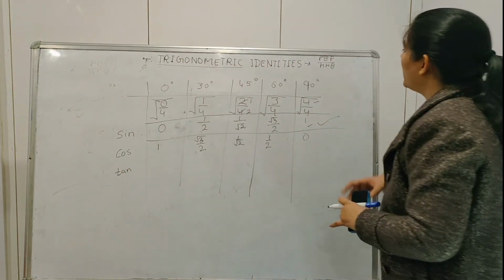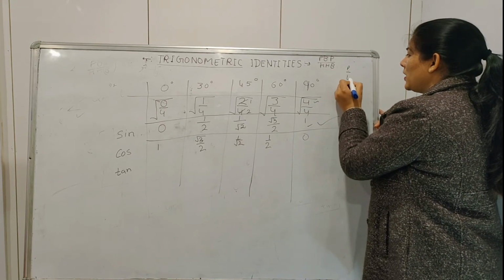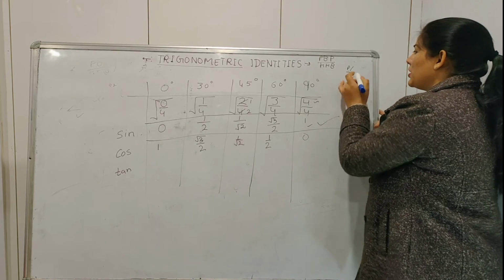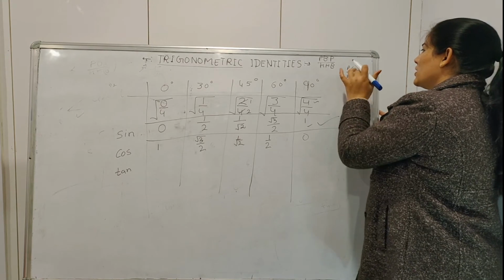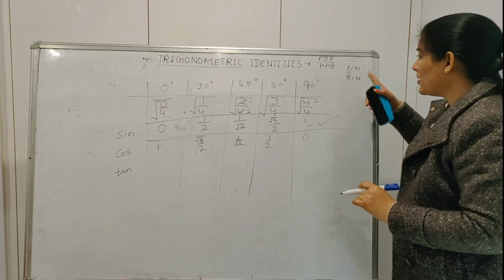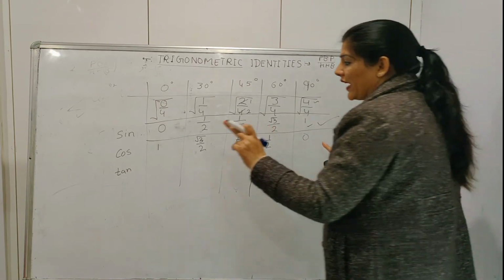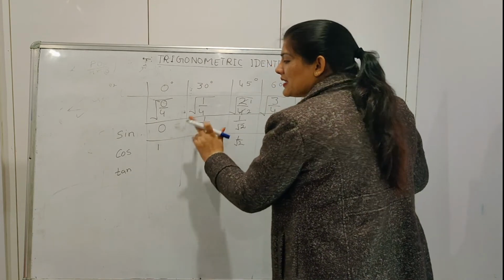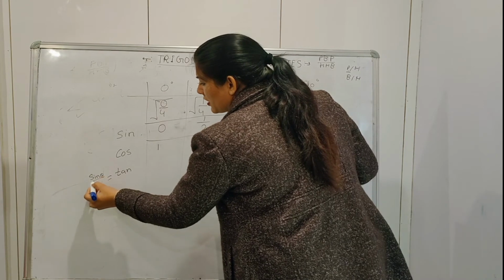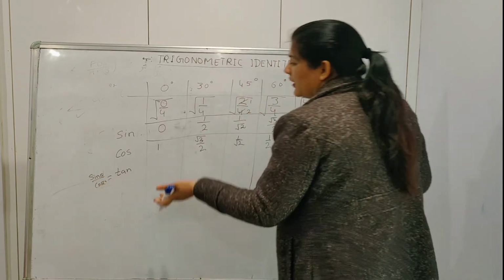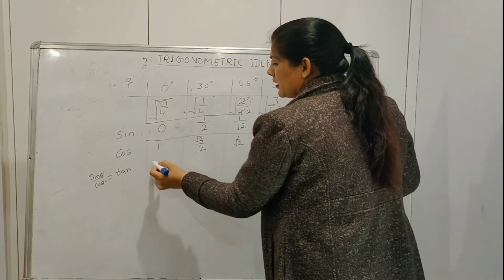As you know, tan is equal to P upon B. Suppose the denominator and the numerator are divided by h. So p by h is equal to sine and b by h is equal to cos. So you can find the value of tan by dividing sine and cos. So basically tan theta is equal to sine theta upon cos theta. So tan 0 is equal to sine 0 upon cos 0. So 0 upon 1 is 0.